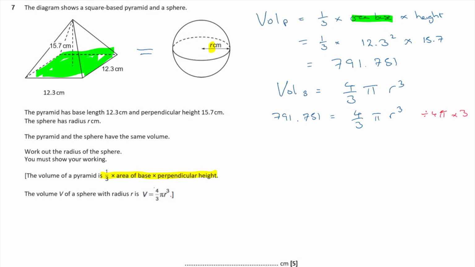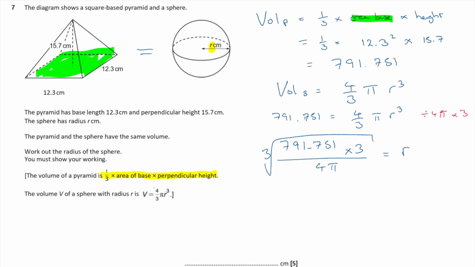Okay, and that will cancel those all out on the left and the right, and then I'll get 791.751 over 4 pi times 3 then, aren't I? So the 3 comes up and the 4 pi goes down, and that is equal to r cubed. Okay, and then to find r, we're going to have to cube root that. If I cube root both sides, then I'll get the cube root of all of that. Okay, r is the cube root of 791.751 times 3 divided by 4 pi, all cube rooted.